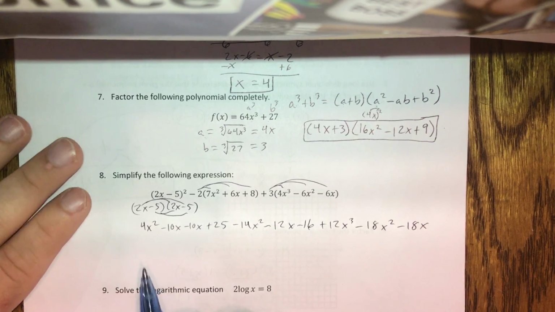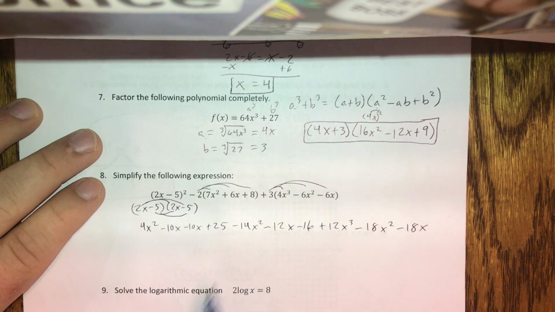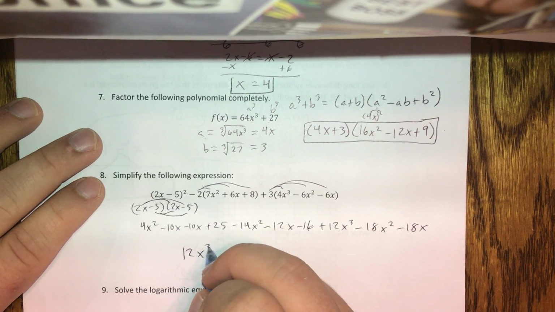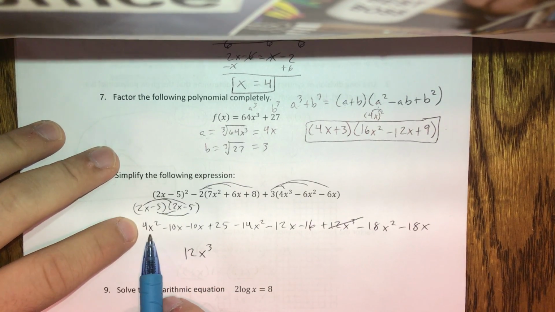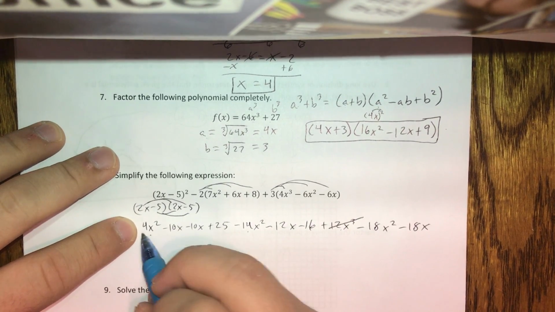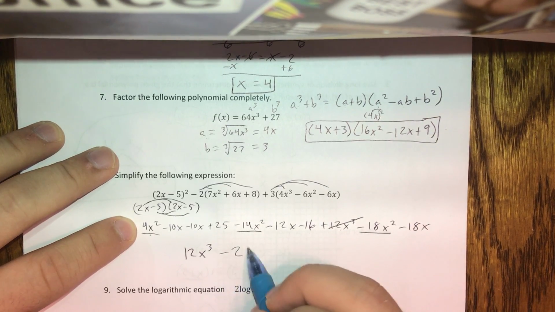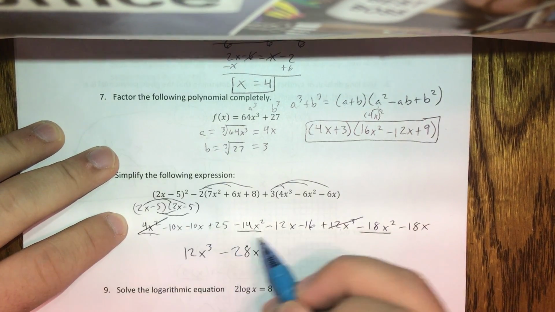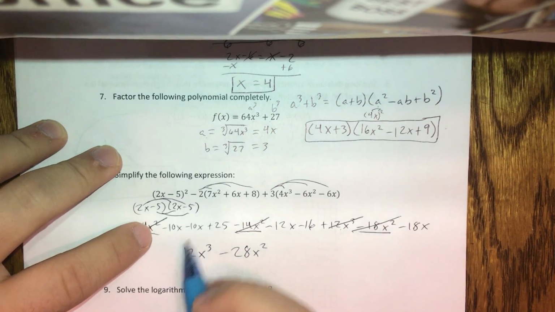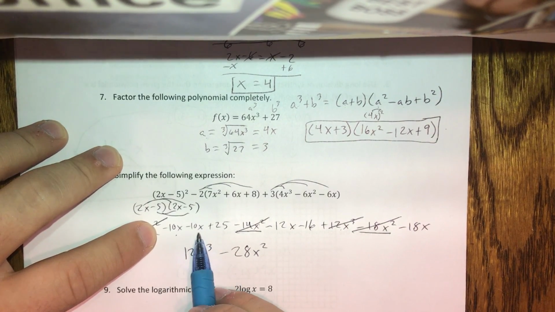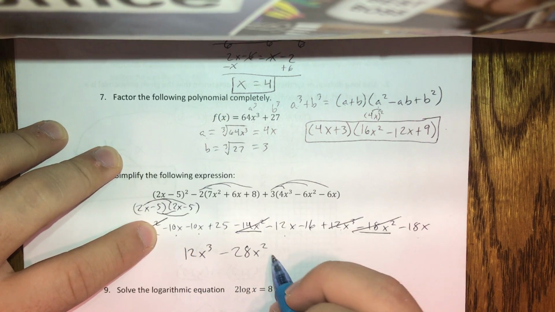And now we'll go through and combine all of our like terms. So I'll start with the highest exponent. We got the 3 right here, and that's the only one, so 12x cubed, and that one's done. Now for our squareds, so we have 4x squared, that's going to make negative 10x squared, so negative 28x squared. And then our x's, we've got negative 10, so that's negative 20, negative 32, negative 50.